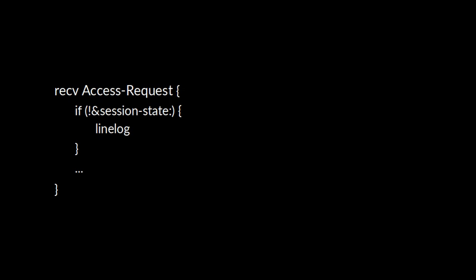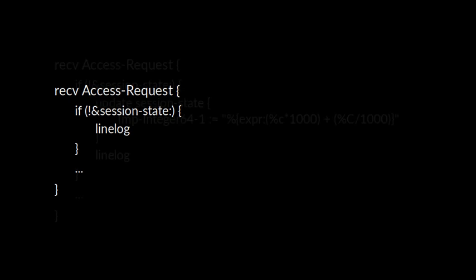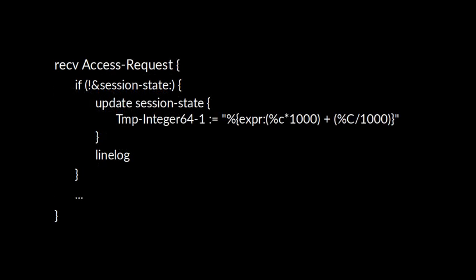The issue with this is if you don't ever put anything in the session-state list, then obviously it's empty every single time round. So to get around that issue, we'll change our config slightly here. This is V4, where the syntax has changed. So rather than the authorize section, we've now got recv Access-Request. We say recv Access-Request, if not session-state, so if the session-state list is empty, then the first thing we do is update the session-state and stick an attribute in it, and then we do the logging, and then we continue on to whatever else we were going to do.